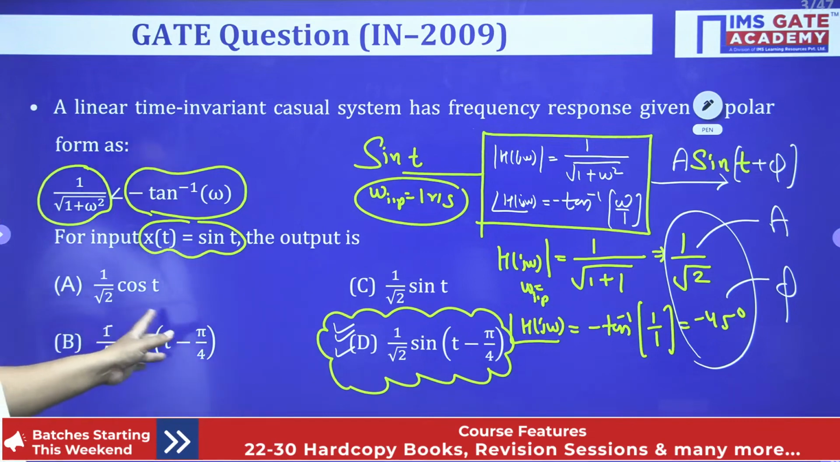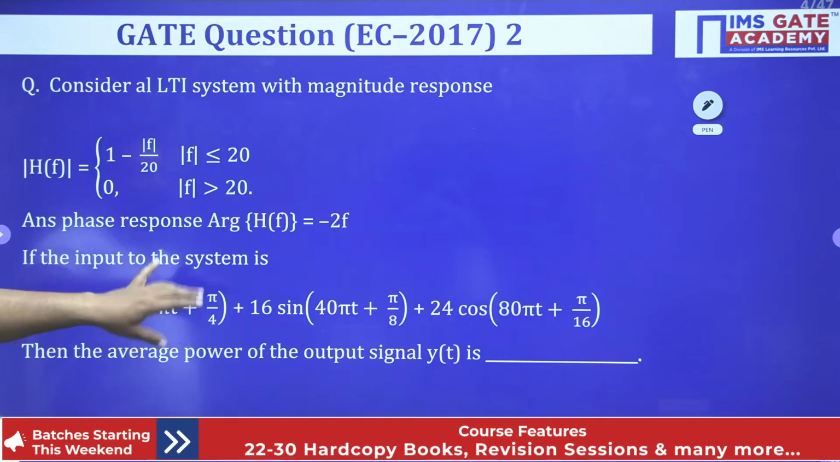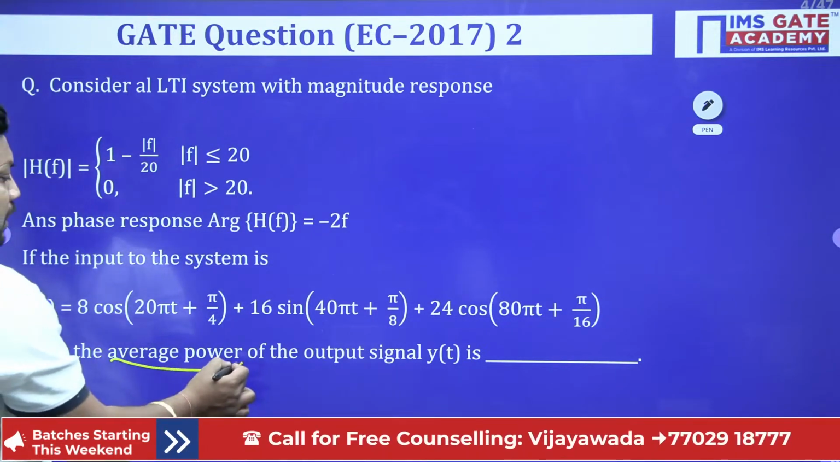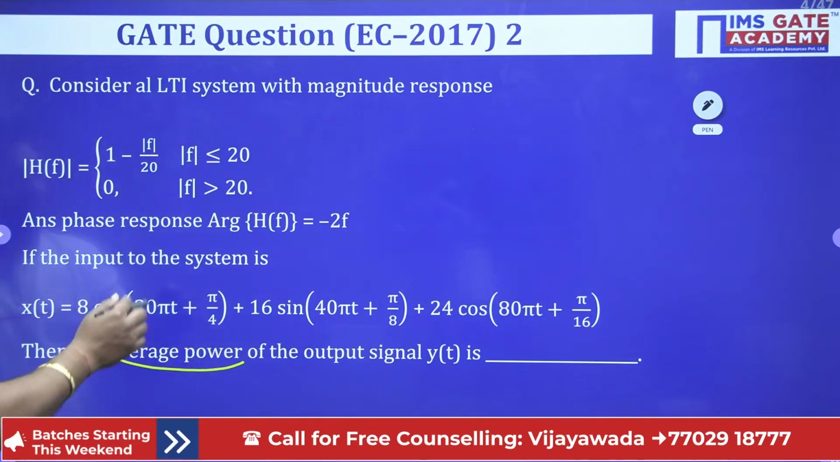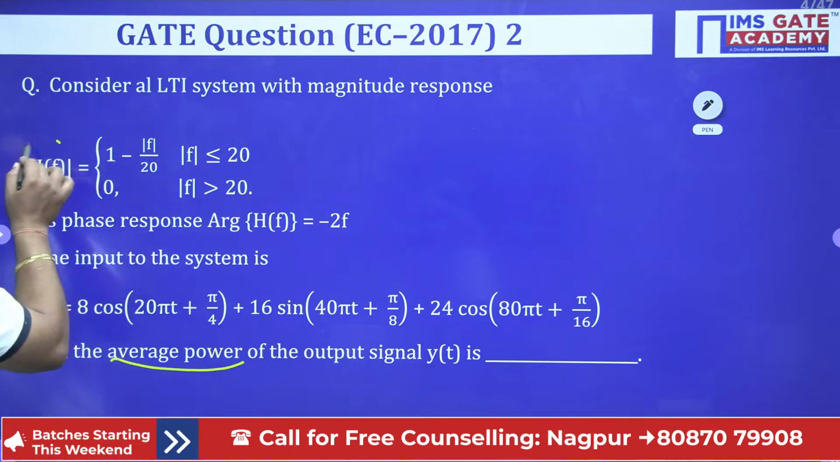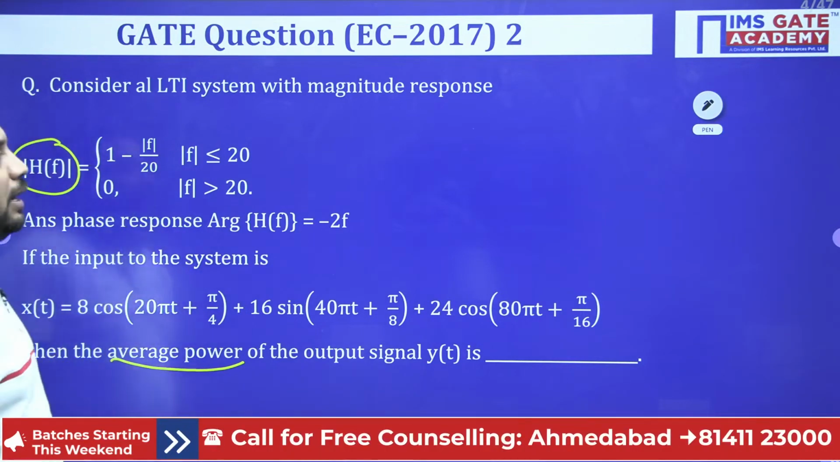So now we are going for the next question. Again a very important question, a good question here. Two concepts have been merged. The examiner is asking for the average power of the output, but x(t) input is given to you. So here the concept is the magnitude of H(f). It means magnitude is given, or angle also given.